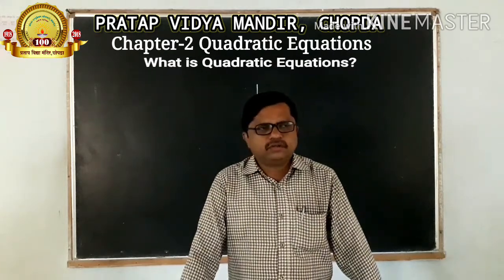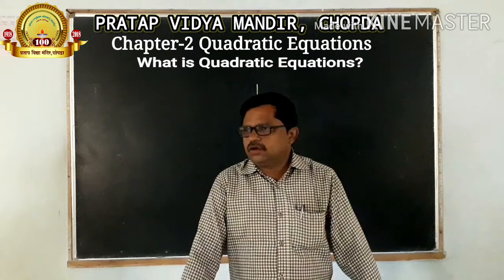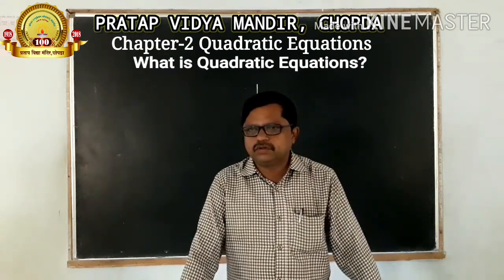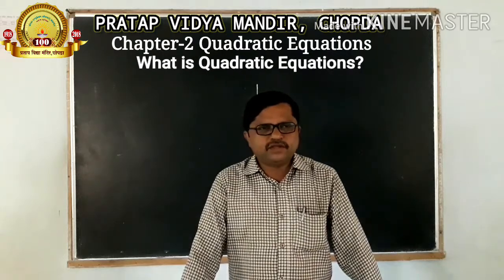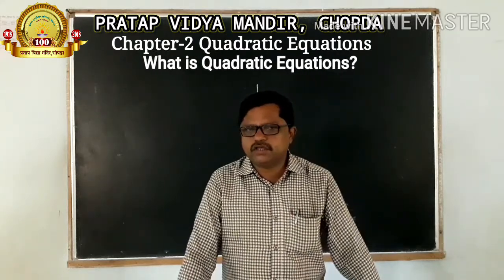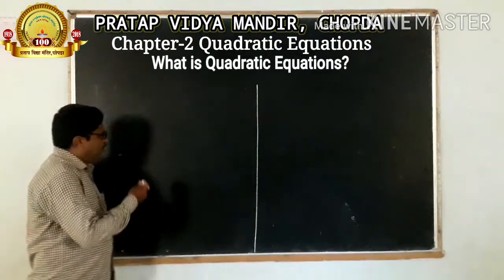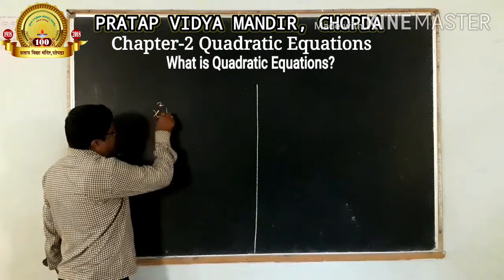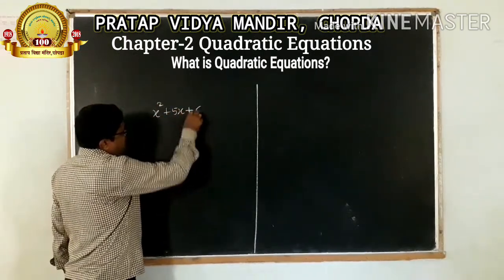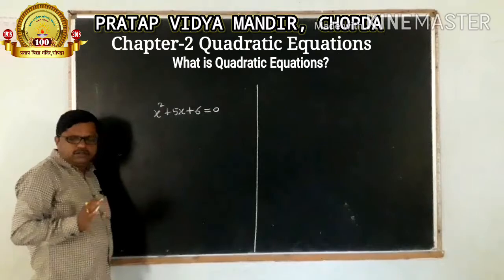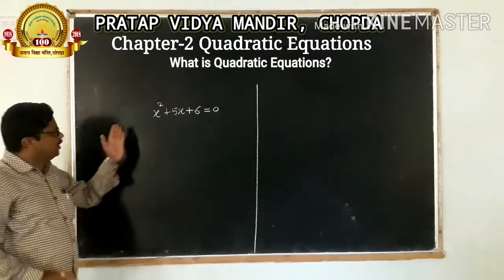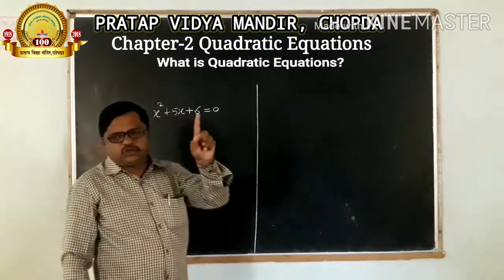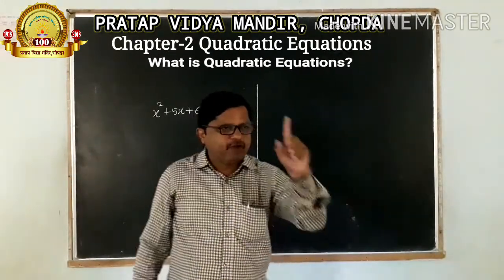Dear students, first of all, to study the quadratic equation we must know what a quadratic equation is. So first we study what is a quadratic equation. Look at here. I am writing this equation: x square plus 5x plus 6 is equal to 0. On the board, one equation is written. In this equation, only one variable is used.